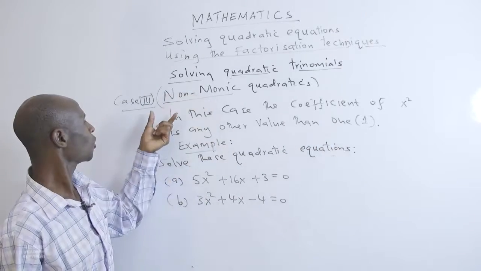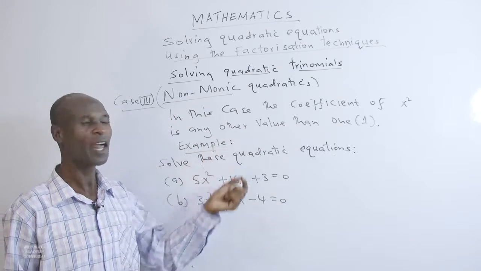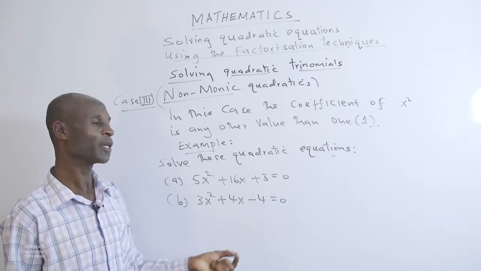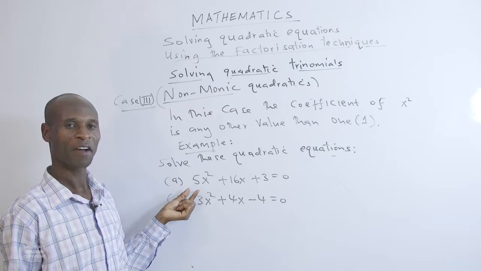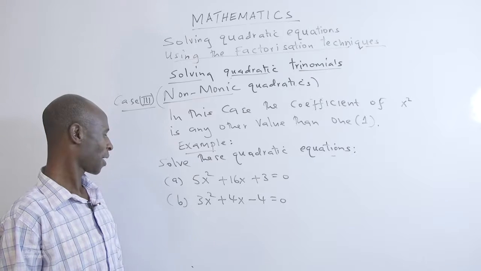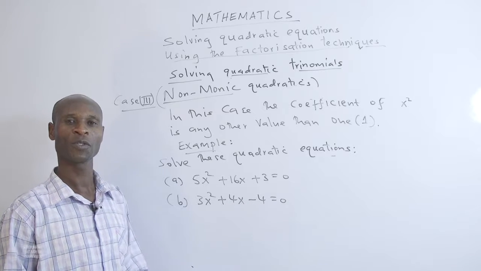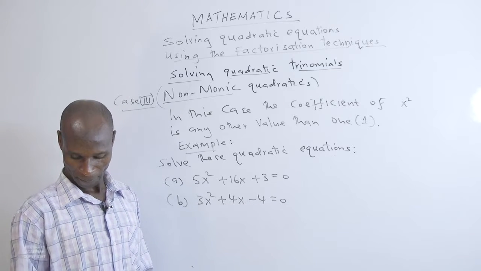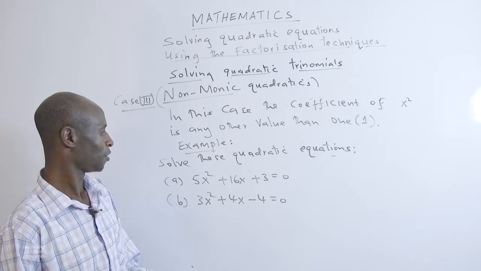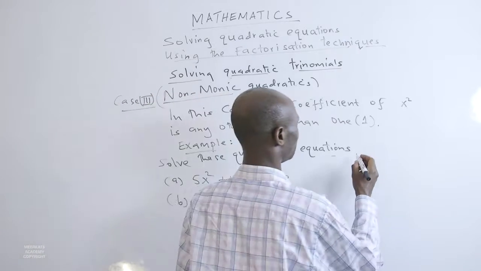Okay, now we want to consider case 3, that is a case where the coefficient of x squared is any other value than 1. For example, solve these quadratic equations. In part A, we have 5x squared plus 16x plus 3 is equal to 0. And in part B, we have 3x squared plus 4x minus 4 is equal to 0. Using factorization technique.